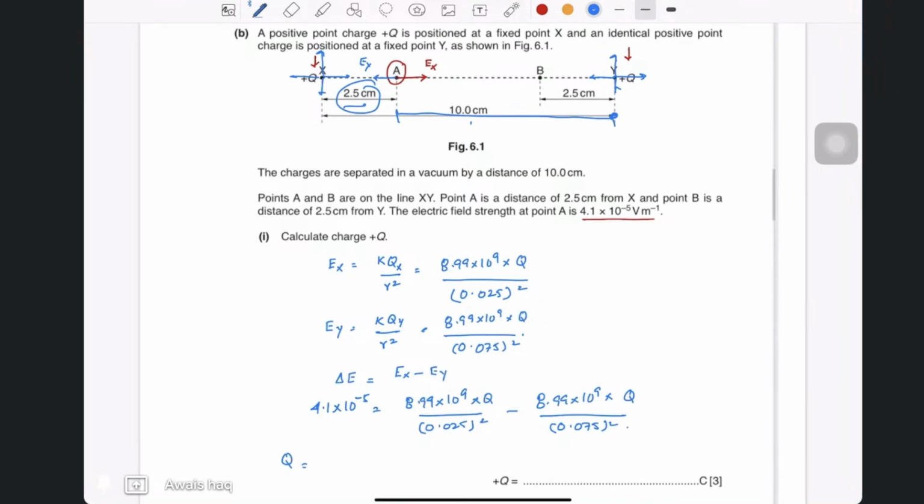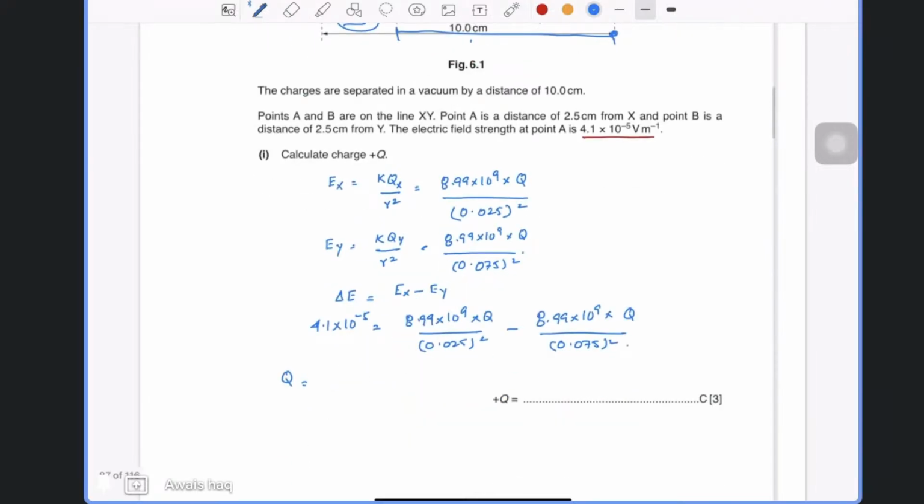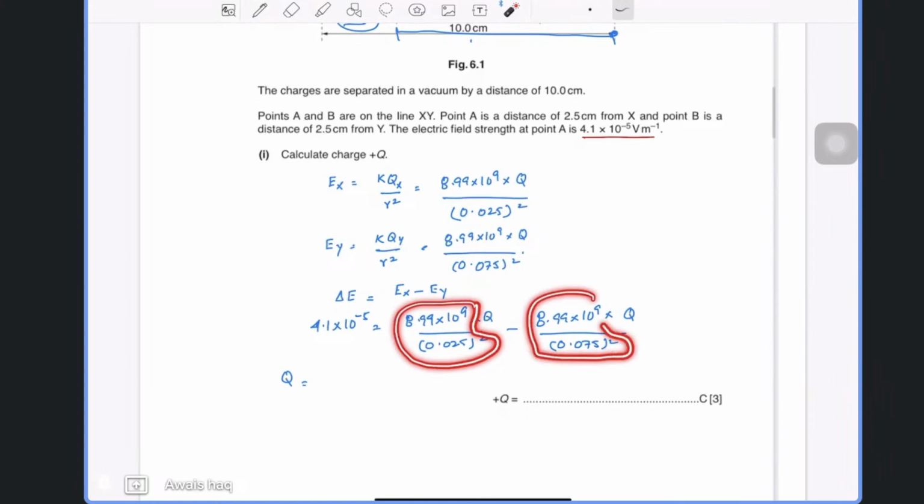Could you simplify it further? What do we do with the negative? Do nothing. You just need to find this value using your calculator and this value using your calculator, and then subtract these two. In terms of Q, you'll get it. Okay, sir.